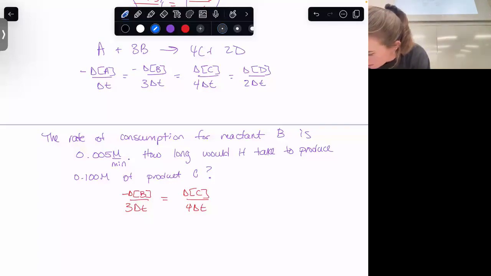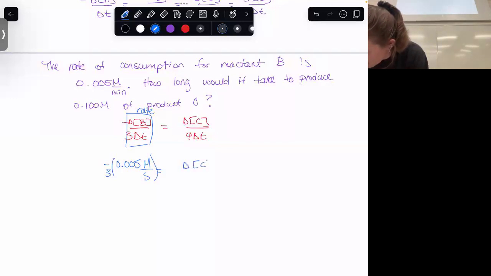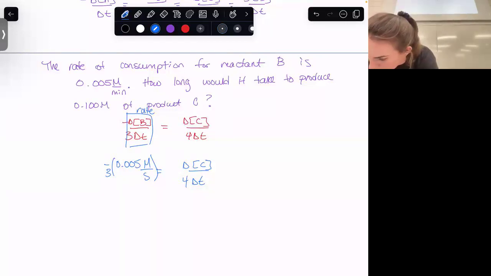This whole thing is your rate. So we can say that negative 0.005 is equal to your change in concentration of C over your change in time times 4. We can solve for that rate of change of delta C first. How do I get delta C over delta T by itself? We can multiply this over. So this would be negative 3 over 4 times.